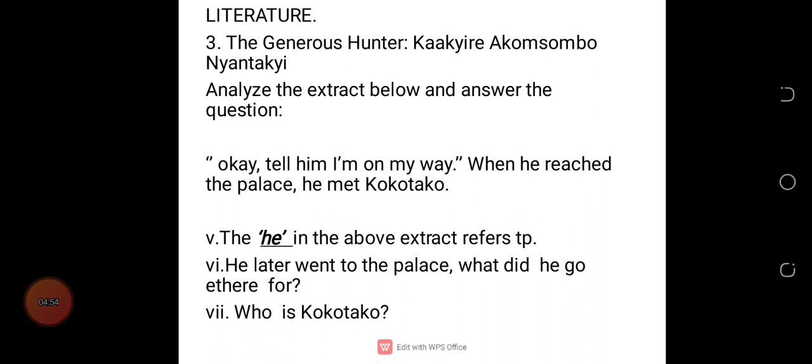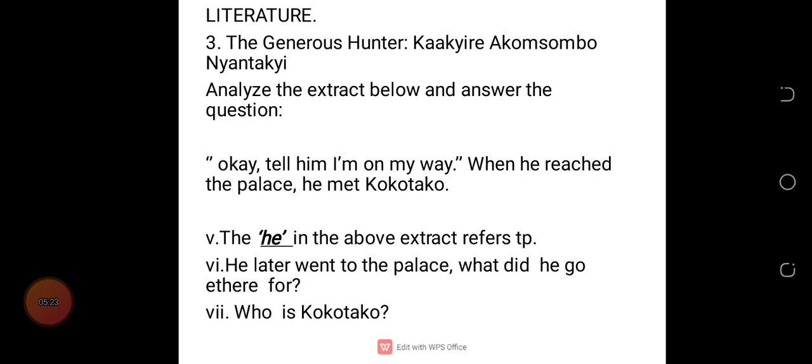Then we go to the 3rd one, which is on the Generous Hunter, Kechre Akosomo nyantechi. And it says, analyze the extract below and answer the questions. Tell him I'm on my way. When he reached the palace, he met Kokotako.